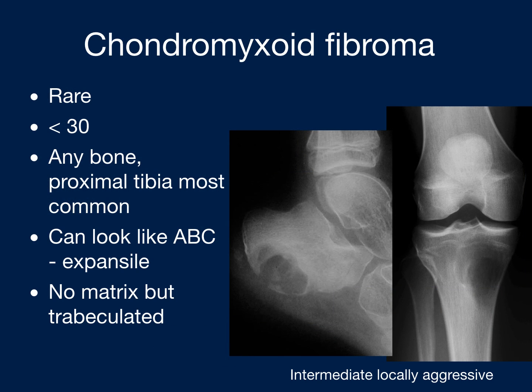Another rare tumor is the chondromyxoid fibroma. Of the cartilage tumors, these have the least specific appearance. They're also seen in younger patients and can occur in any bone, with the proximal tibia being the most common. They tend to look like aneurysmal bone cysts and usually don't contain much matrix, but they can have a trabeculated appearance. Think of a chondromyxoid fibroma when you would also consider an aneurysmal bone cyst.